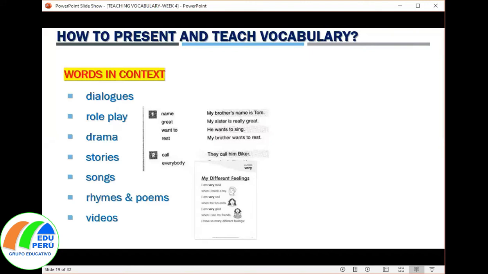This is a very simple poem, and you're teaching your students feelings and also the word very, no? I am very mad. I'm very sad. I'm very glad. So you are teaching two types, no? The vocabulary of feelings and also the intensifier, no? The intensifier, very, very sad, very glad, very mad. So notice here you're using a poem.